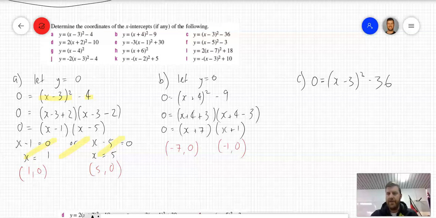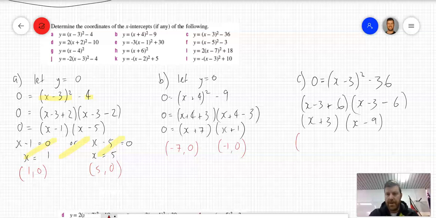So x take 3 all squared, take 36. Again, now factorising using difference of perfect squares. Set up my two brackets. X take 3 at the front end of both of those brackets, a square root of 36, which is 6, at the back end of those brackets, separated by a plus and a minus. I've then got x plus 3, x take 9. And my x-intercepts as a set of coordinates are minus 3, 0 and positive 9, 0.